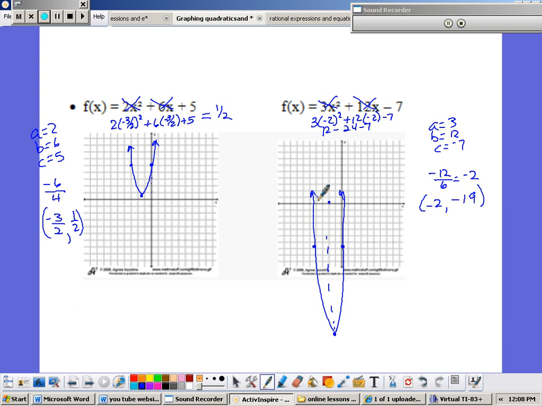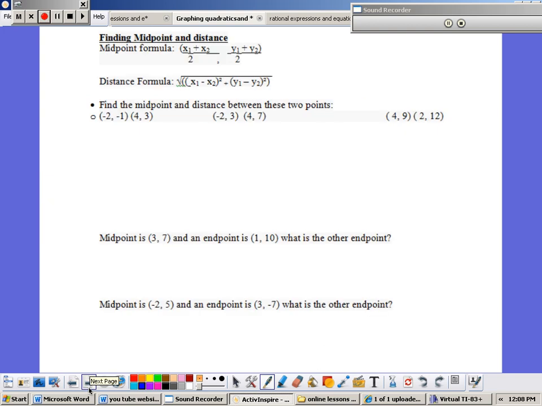So we have a formula that we can use, y equals a times the quantity x minus h, squared, plus k, where h and k are your vertex points. Or we can use the formula x equals negative b over 2a. And from there, we can go ahead and find the x-coordinate of the vertex, and plug that in for the y-coordinate.